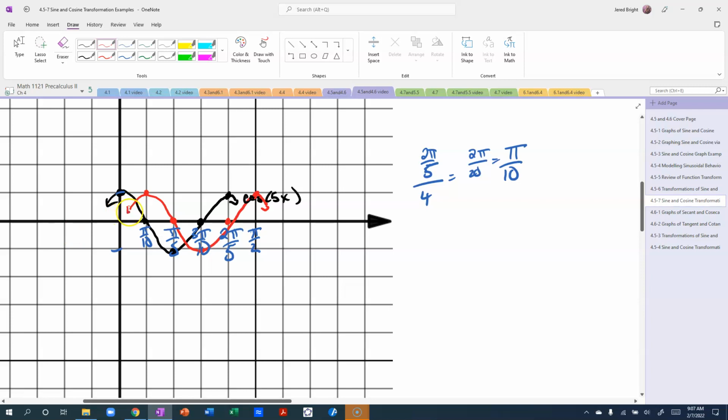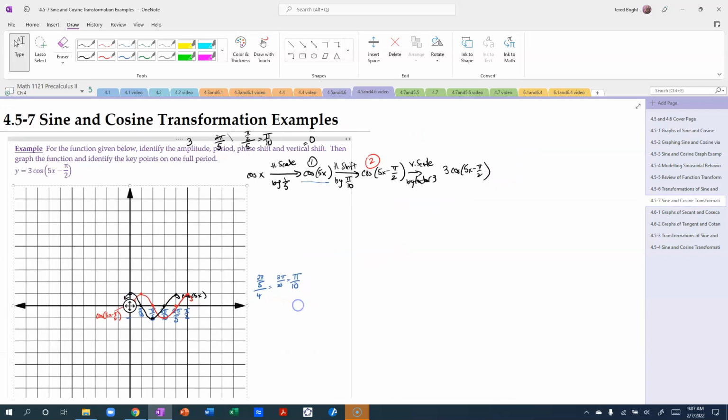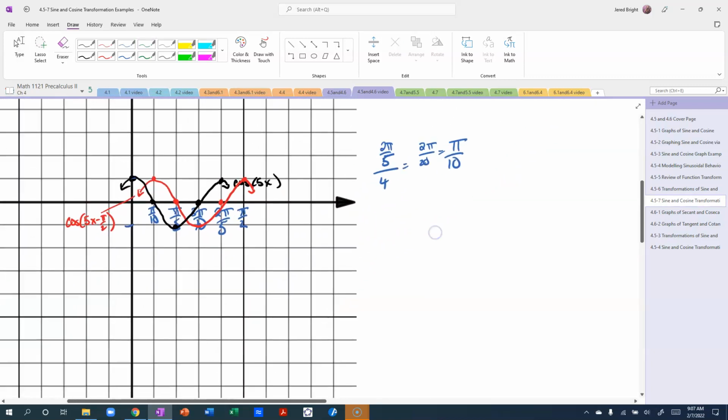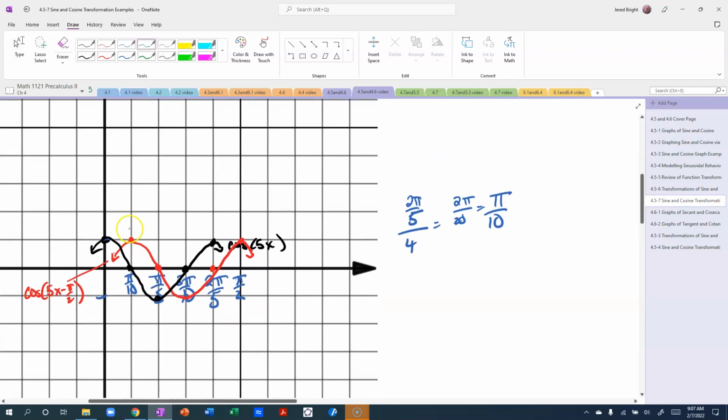Okay, and I'm just going to say this one is the cosine of 5x minus pi over 2. It's very helpful to label your graphs. Always do that, please. Thank you. And then lastly, I'm going to do the vertical scale by a factor of 3. So that takes the x values, leaves them put, but then takes the y values and multiplies them by 3. So 1, there we go. Boom, boom, boom, boom, and boom.